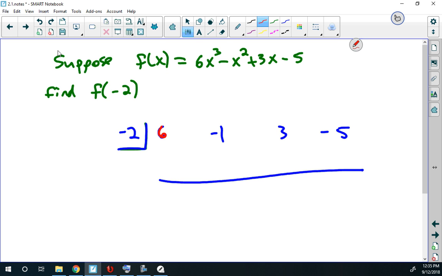I'm going to drop it like it's hot. I'm going to take that 6 and drop that 6 straight down here. And all I'm going to have to do is multiply and add, multiply and add, multiply and add.